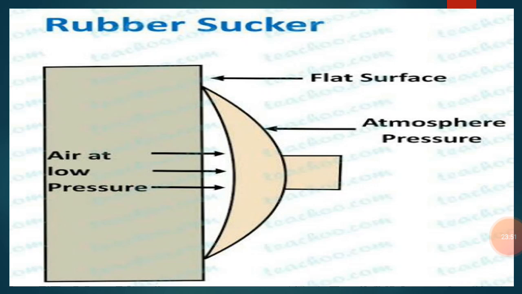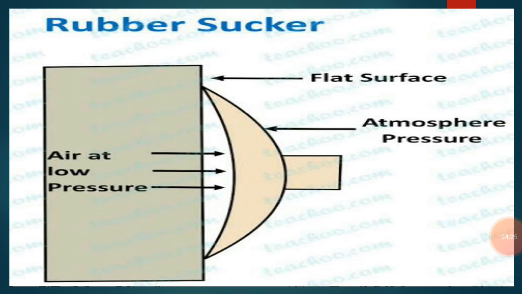When we press the rubber sucker on a flat or smooth surface, its concave rubber cup gets flattened to a large extent, pushing out most of the air from beneath it. Since very little air remains inside the flattened rubber sucker, the air pressure inside becomes very low and a partial vacuum is created.